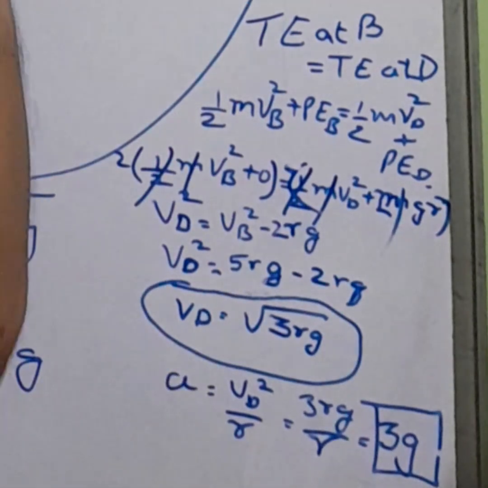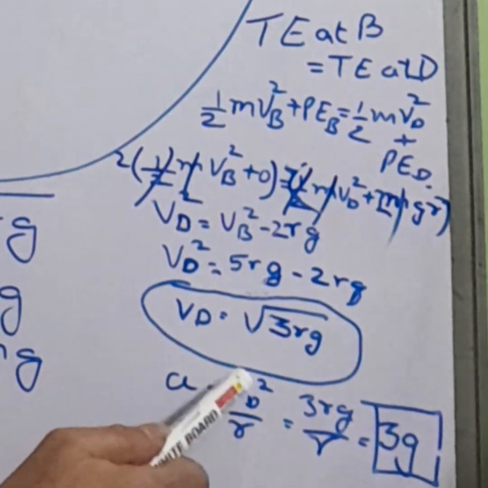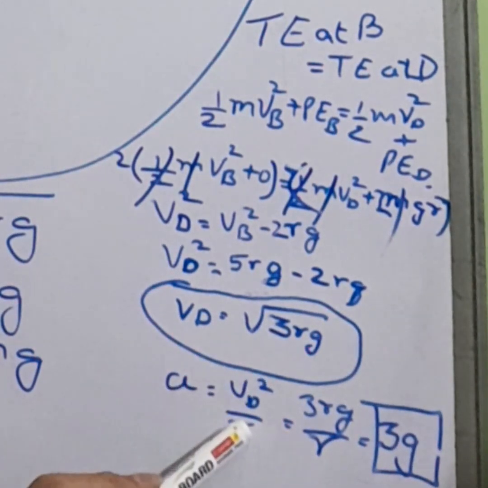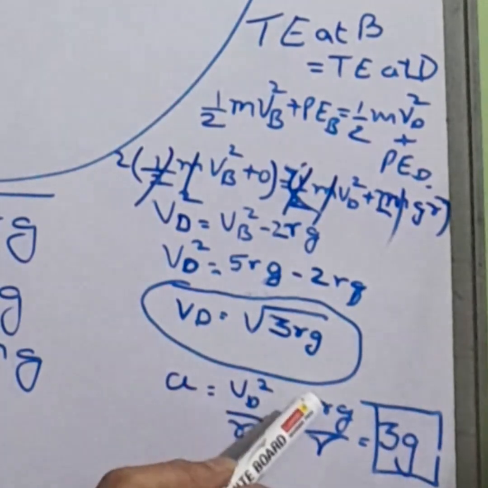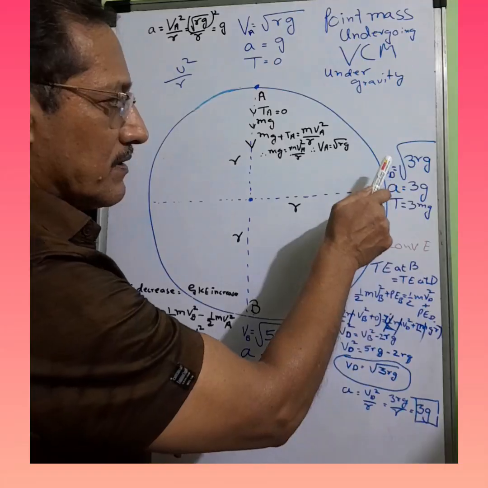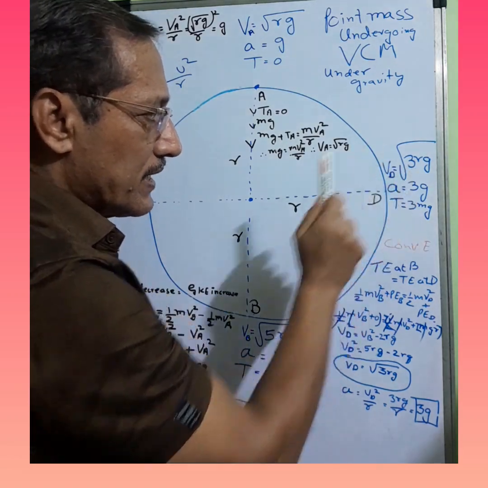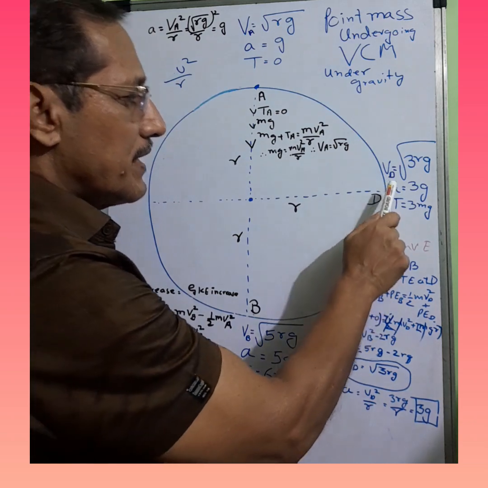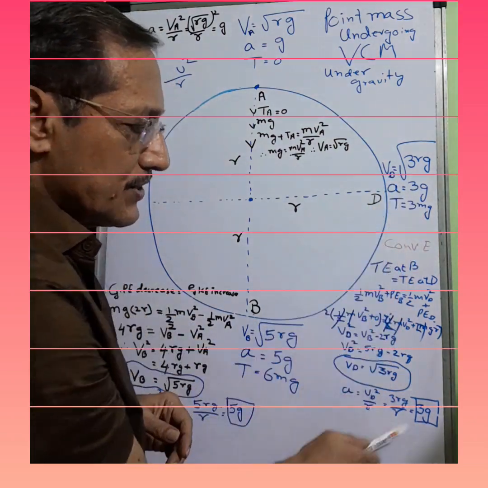Now as we did for A, here also acceleration is v square over R. So here it is vD square over R, so we put in root 3Rg, which becomes 3Rg. R gets cancelled, so 3g. So we are through with vD having value of root 3Rg, and acceleration is equal to 3g. Okay.